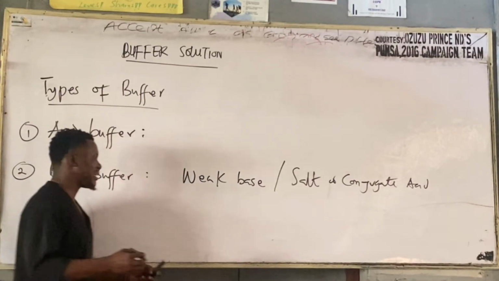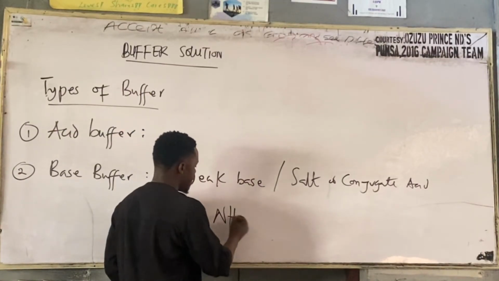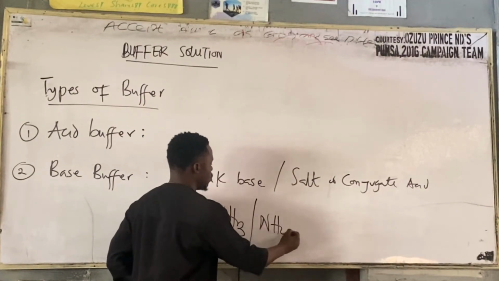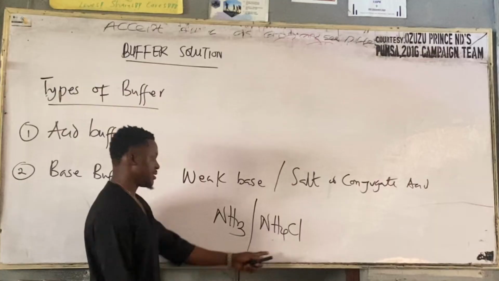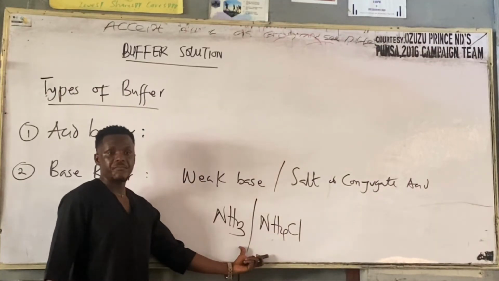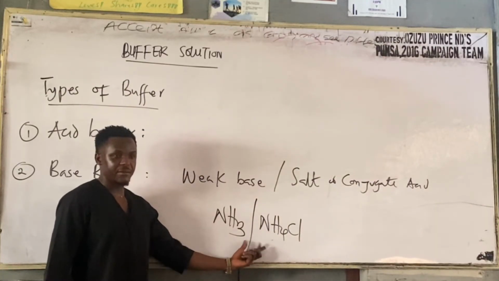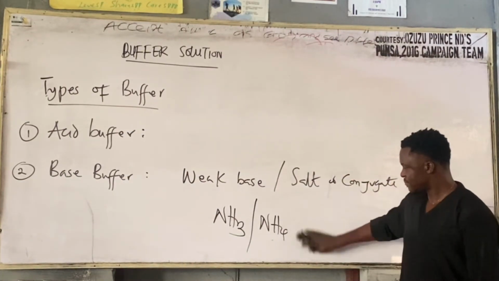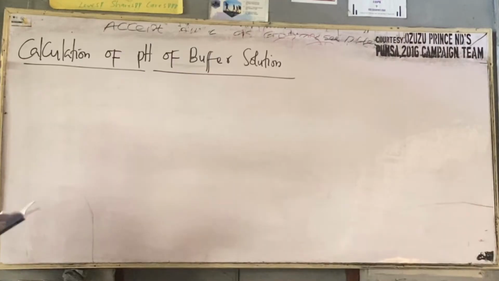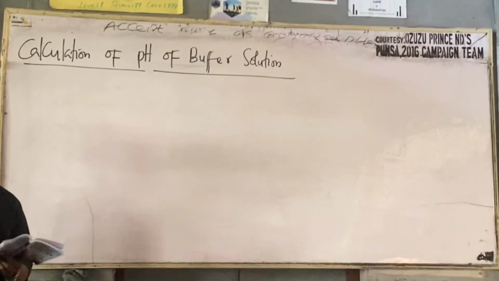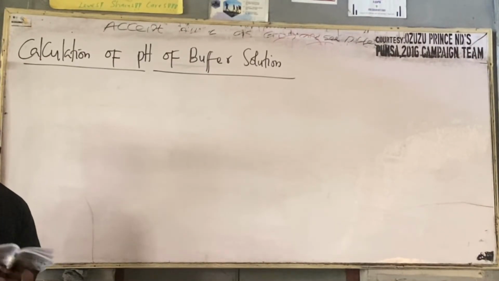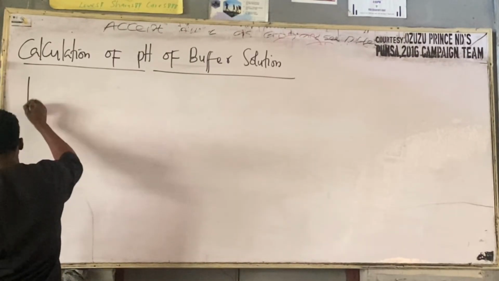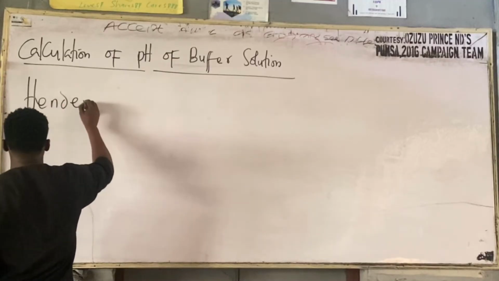The most common example of this is ammonia. Ammonia is a weak base. The salt of ammonia is ammonium chloride. So in case you see this, this is a basic buffer. Or you can use the conjugate acid of ammonia, which is NH4+. Calculation of the pH of a buffer solution can be done using the Henderson-Hasselbalch equation.